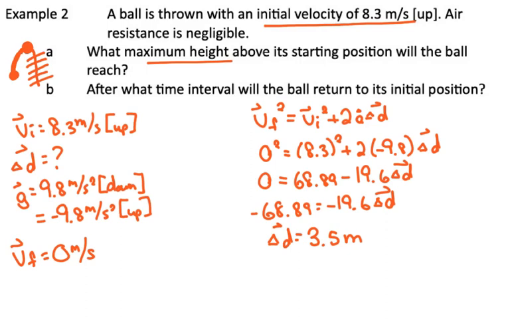Question B, at what time interval will the ball return to its initial position? Well, I'm just going to clear the page for this just for a second. So we have the ball, it's here. It's tossed up, hits its peak, and it comes down, and we want to know how much time has gone by between being thrown up and passing by its initial position on the way down.